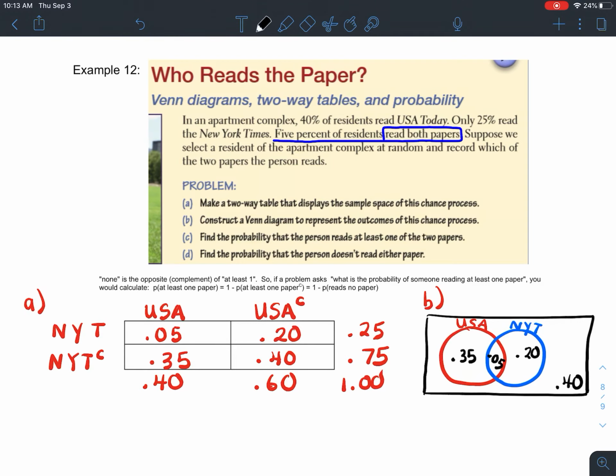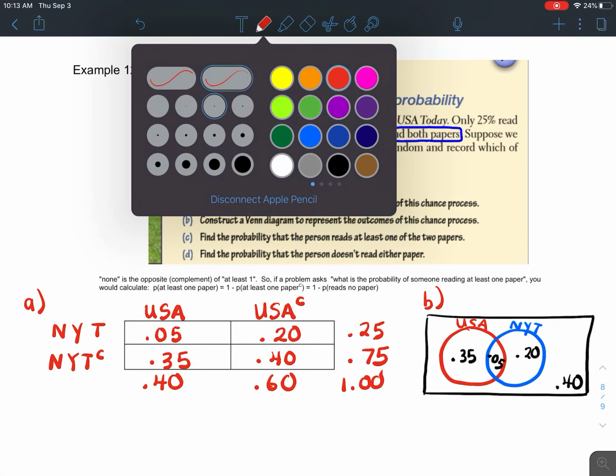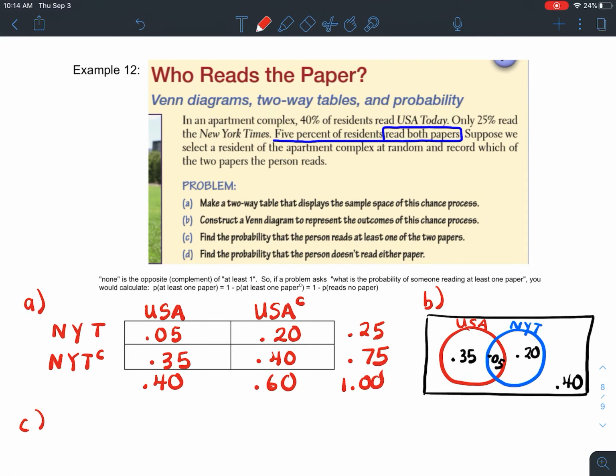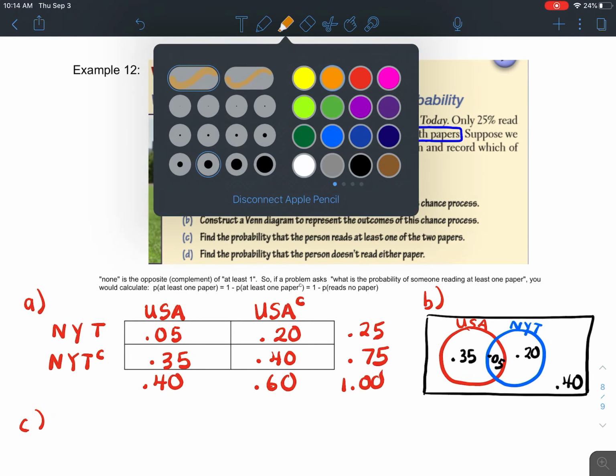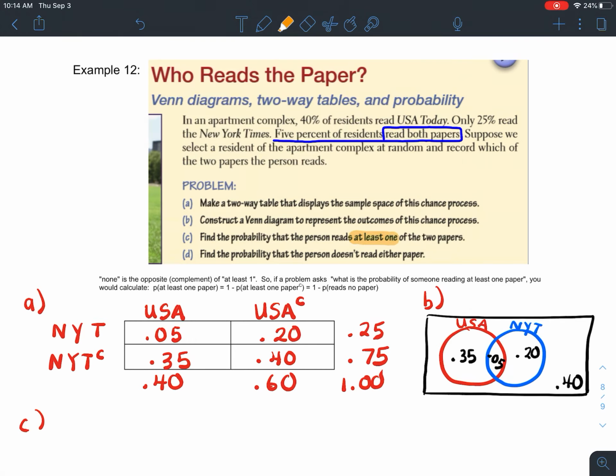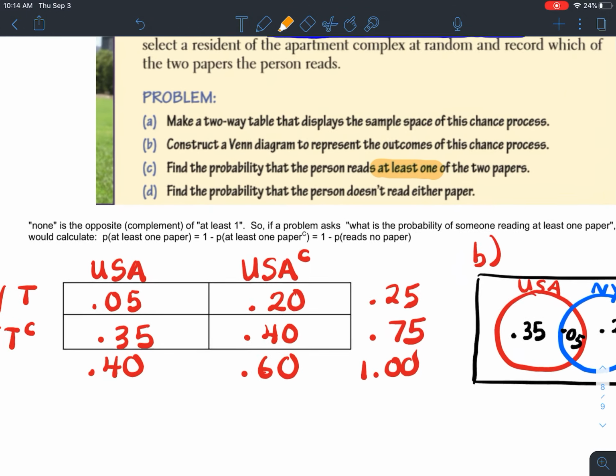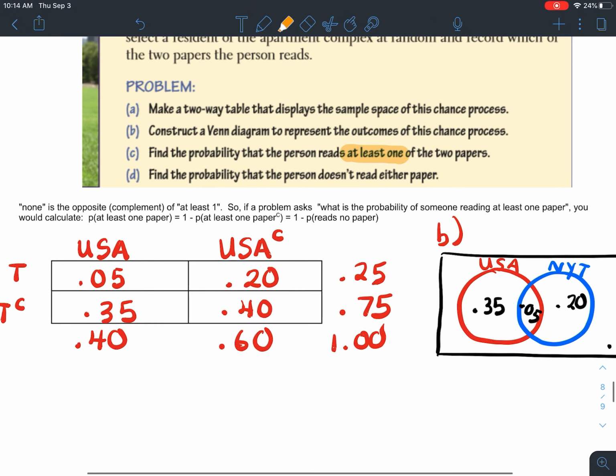And so if I've used up 60%, that means out here, 40% of the people are not reading either of these two papers. Okay, so now I've done part B, so let's go ahead and take a look then at part C. It says find the probability that the person reads, okay, this is important, at least one of the two papers. Now we touched on this back in video A.